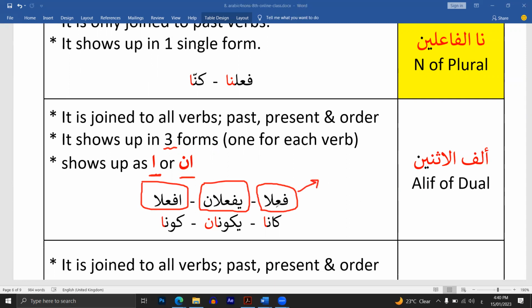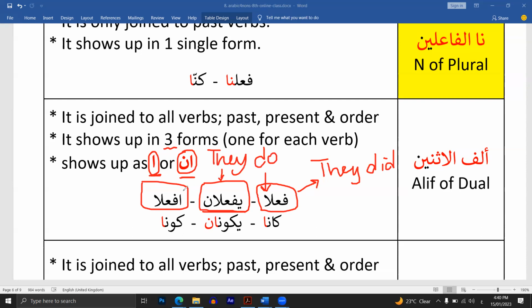فعلا, they did. But here I'm talking about two persons, dual. As you can see here, we have ألف. We said it will show up in the form of ألف or ألف plus noon. يفعلان, this one means they do. فعلا means they did. يفعلان means they do.